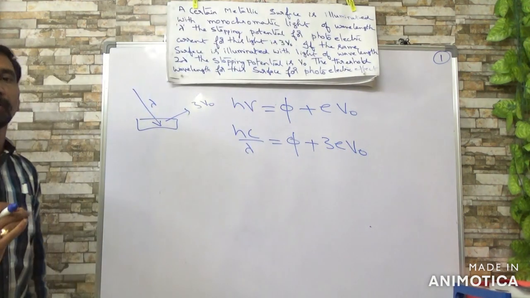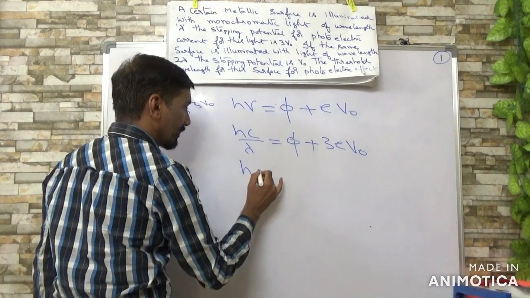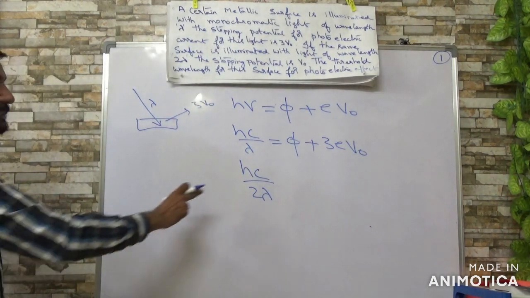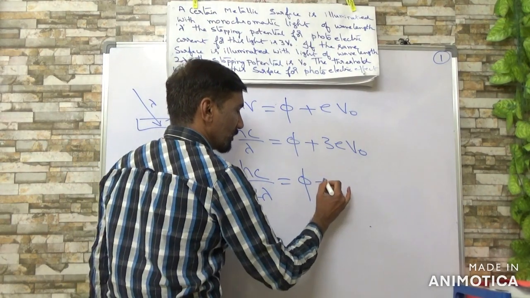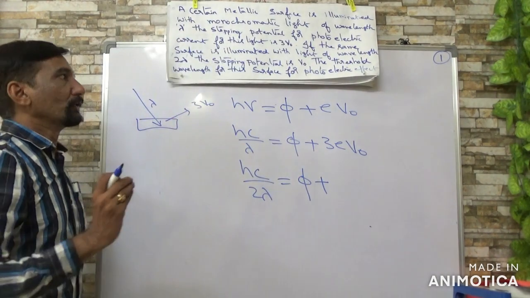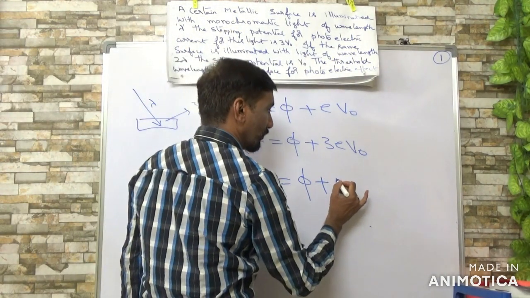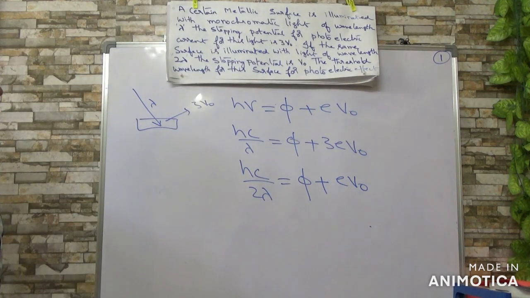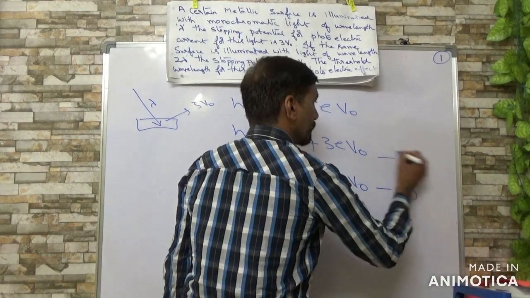Now on the same metal, light of wavelength 2 lambda is incident. So in the second case I am taking 2 lambda. Same metal, so no change in the work function. And the stopping potential in the second case is V naught, so nothing but eV naught. This is equation 2, along with equation 1.